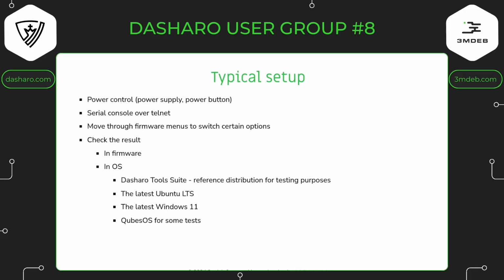A typical test case looks something like this. We power on the platform. We go into some firmware menu to switch some option, and we check the result of the set option in the firmware, in the operating system, be it our Dasharo Tools Suite reference, or Ubuntu, which we commonly use for testing, or Windows 11, which many of our customers need, so that their hardware works correctly with Windows, as well as other OSes for some tests where it's required, especially for instance with Heads.